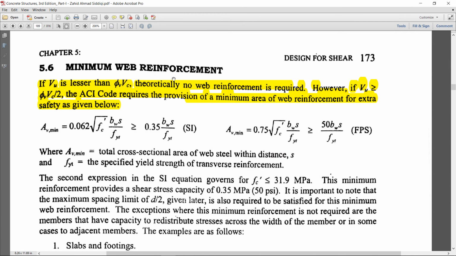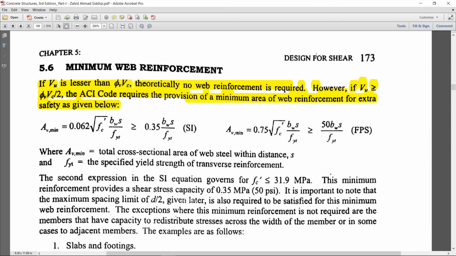That is a minimum web reinforcement. Vu symbol is for the applied shear and Vc symbol is for the capacity. When we multiply with the factor, then we will get the design shear strength. And if applied shear is less than the shear capacity of the concrete, theoretically no web reinforcement is required. But in the code there is a provision. However, if Vu, the applied shear, is greater than or equal to half of the capacity, means if we reduce the capacity by 2, again the code requires the provision of minimum area of web reinforcement.